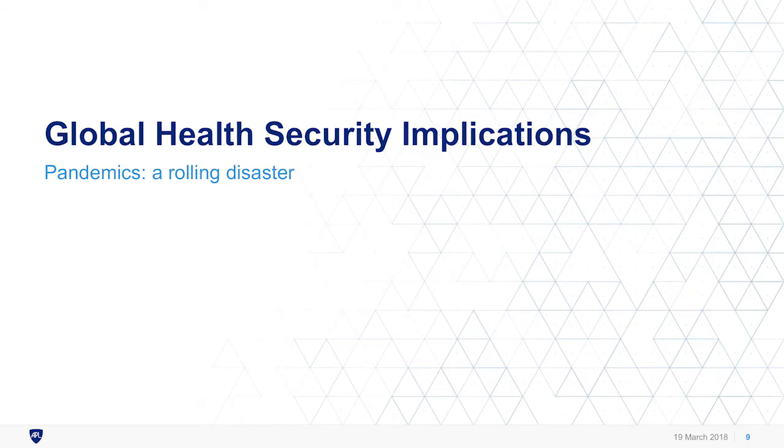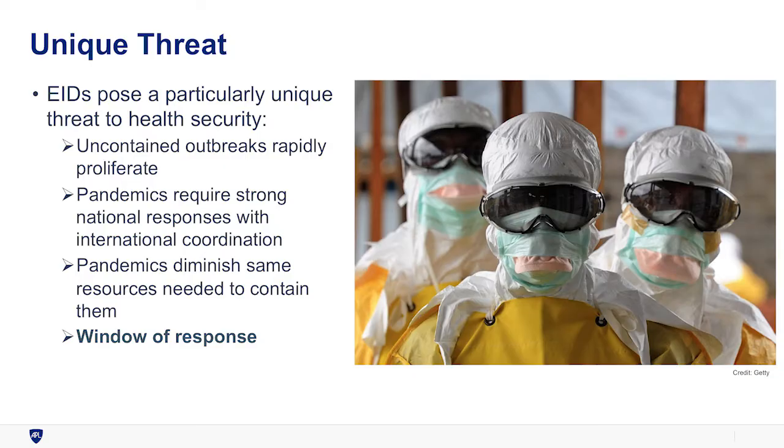So I do want to call out some specific global health security implications as that pertains to pandemics, which is what we think about as a rolling disaster. Different from a point disaster like an earthquake or a hurricane. Pandemics, infectious disease events are rolling events, and they are, for a variety of reasons, much more challenging. Emerging infectious diseases in particular pose unique threats. Uncontained outbreaks, of course, rapidly proliferate. Pandemics require not just strong national responses, but also international coordination. And pandemics diminish the very same resources needed to contain them.